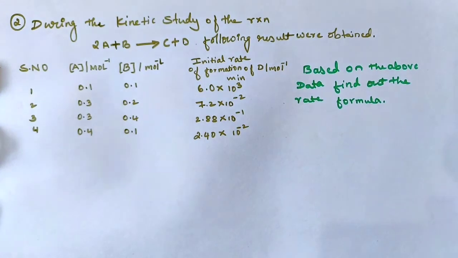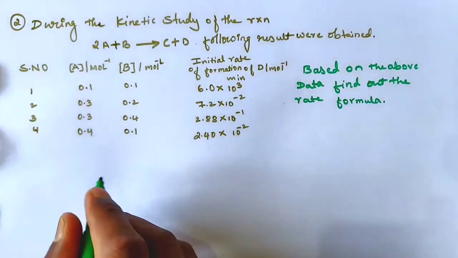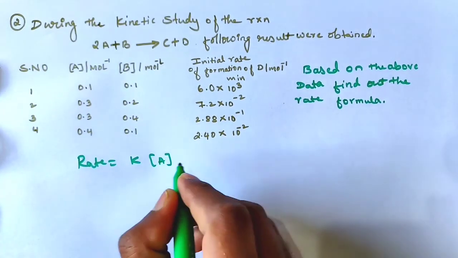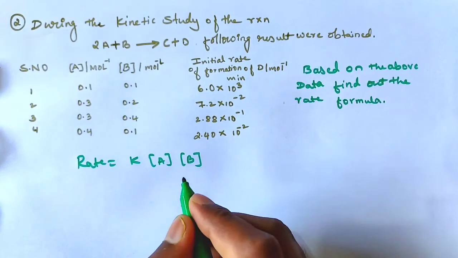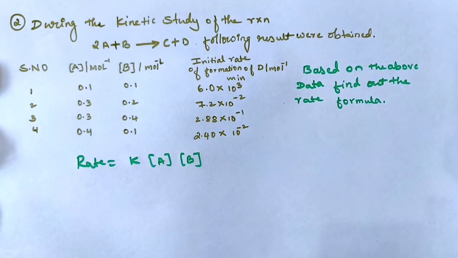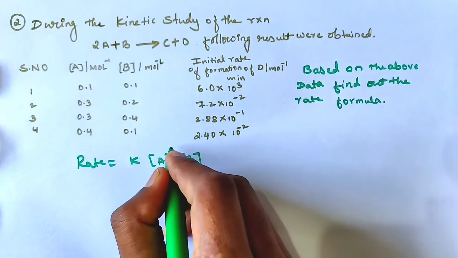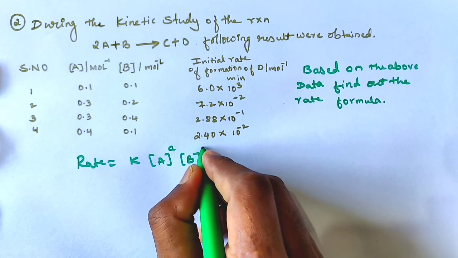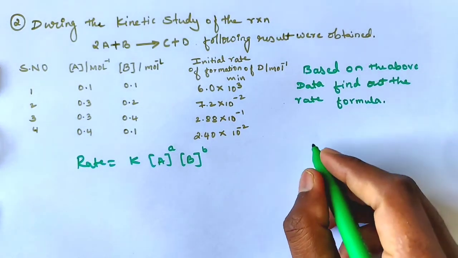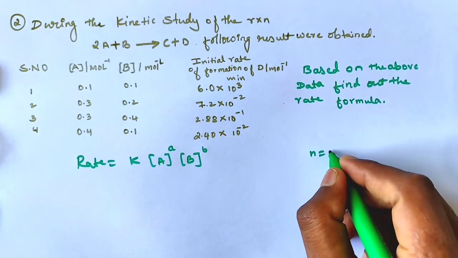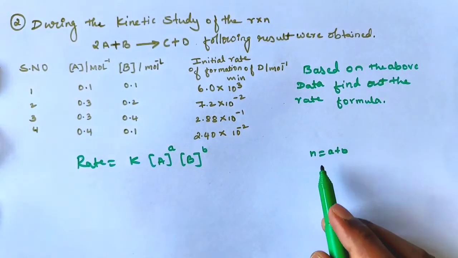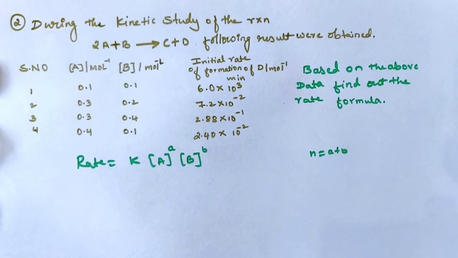So very firstly, we know that rate is equal to k into concentration of A and concentration of B, which is giving the product. So let the order of A be small a and the order of B be b. The sum of these orders will give the order of the overall reaction. So very firstly, we have to find the order, then we can find out the rate of the reaction.